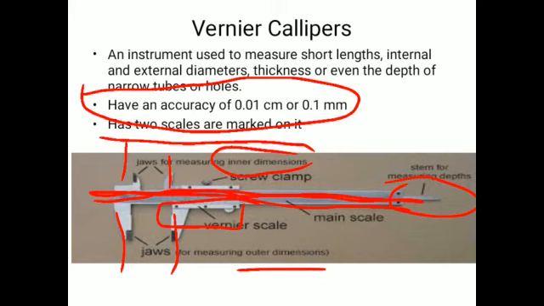When we clamp something here, there is a screw to tighten it. When we use this jaw to hold the object whose diameter is to be measured, we tighten it with the help of this screw, and then we read the reading on the main scale, then the coinciding line on the smaller scale with the vernier scale. Then we can measure the accurate diameters or thicknesses or even the depths of instruments or other things.